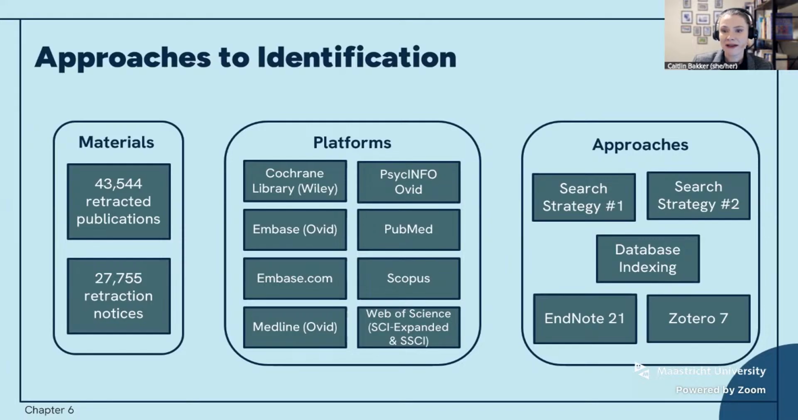And then we tested 5 different approaches to see how many of the available items could be found in each platform using each approach. So for the approaches, we had 2 different search strategies. We used database-specific indexing, and we tested 2 citation managers, EndNote and Zotero.